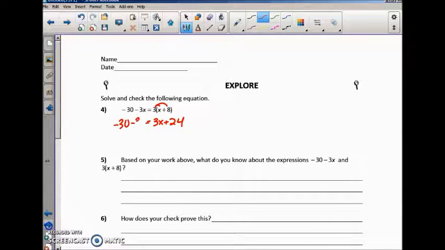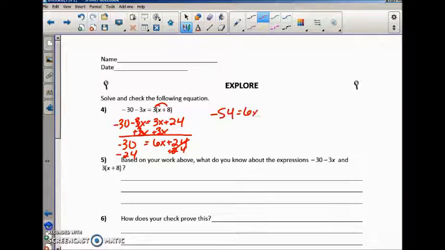Solving this equation by steps that we've learned. And x ends up being -9.